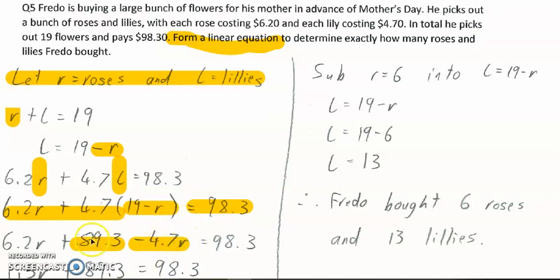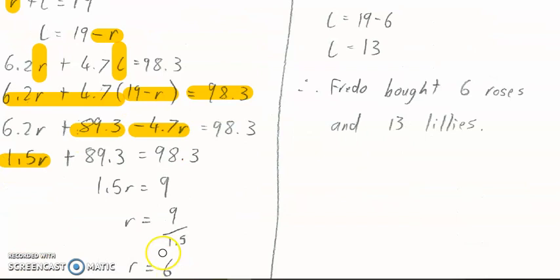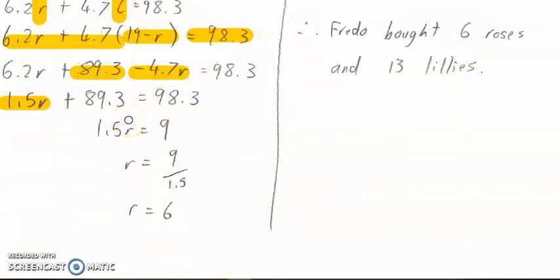Then I collect my like terms. I get 6.2R and negative 4.7R together, giving me 1.5R. 1.5R plus 89.3 equals 98.3. Then I move the 89.3 over to the other side of the equation. Apologies, students, I was a little bit lazy in my working here. I really should have said 98.3 subtract 89.3 gives me 9. Anyway, it's saying 1.5 multiplied by R equals 9. What's the opposite of multiplying by 1.5? Dividing by 1.5. So 9 divided by 1.5, R is equal to 6.